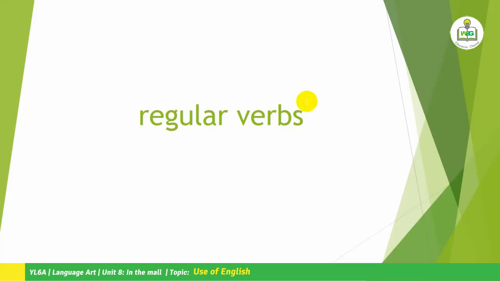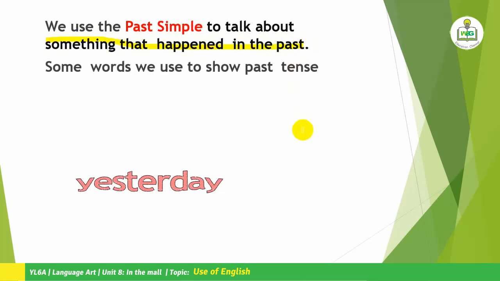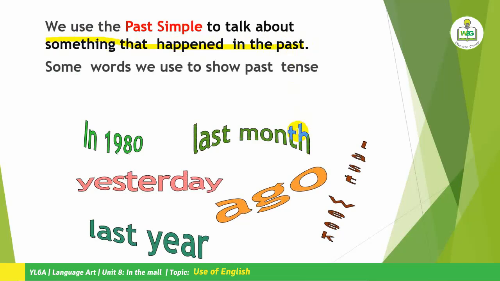We will be learning about regular verbs in past simple tense. Do you remember? Past simple tense is used to talk about something that happened in the past. Some words we use to show past simple tense are yesterday, last month, last year, ago, and last week. We can also use in 1980, which is a year in the past that shows past tense.